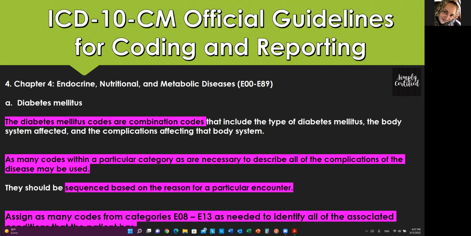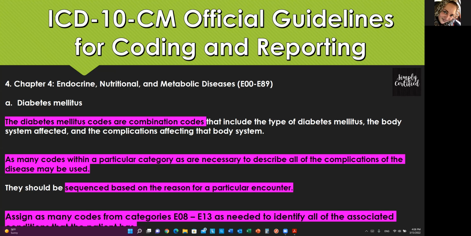Something important about diabetes codes, and I'm not going to sit here and read all of the guidelines. You should be able to find the guidelines for ICD-10 online by searching for them and download them. So I highlighted the important parts, and I apologize to our podcast listeners because you can't see what I'm talking about. However, you can always purchase this video. Anyhow, in pink here, you see I highlighted some really important points. So the diabetes codes, they're combination codes. It doesn't matter really what the type, but they're all combination codes.